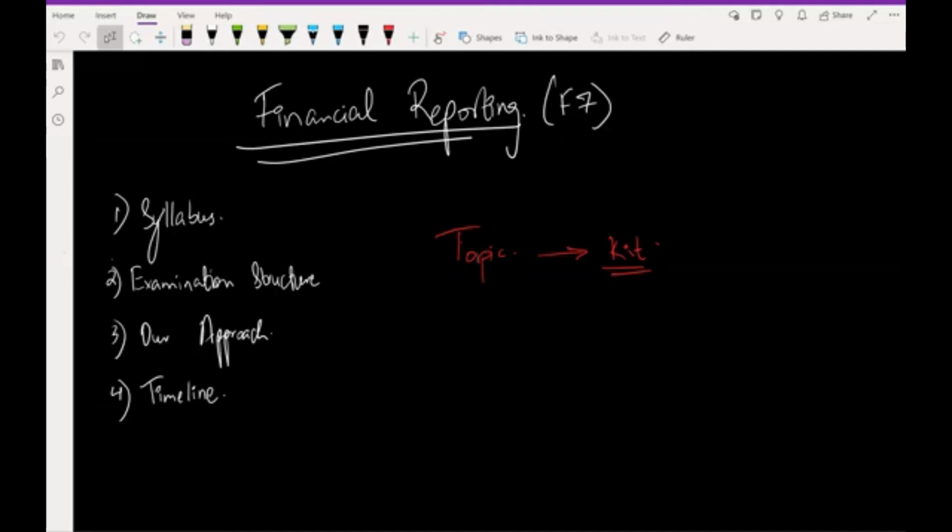All right. So, what you have to understand in this case is practice and revision both will be done once we're done with the topic. Okay, so they will go hand in hand. All right.